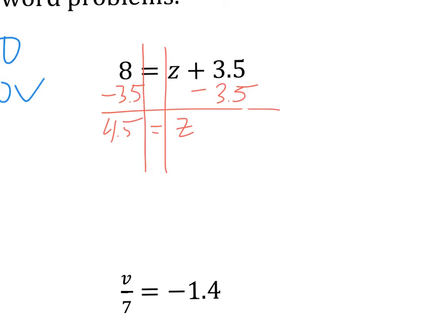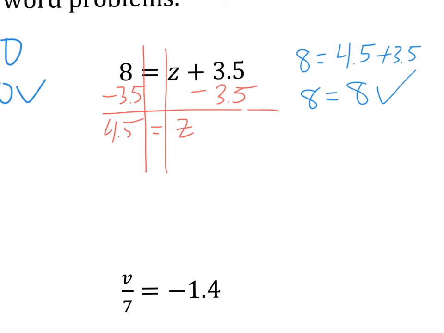Again, we can check that. We have 8 is equal to, we'll substitute 4.5 back in for z, 4.5 plus 3.5. Well, we can add our whole numbers: 4 plus 3 gives us 7. Add those 0.5s, that gives us 8. 8 is equal to 8. Checked off, we got it.